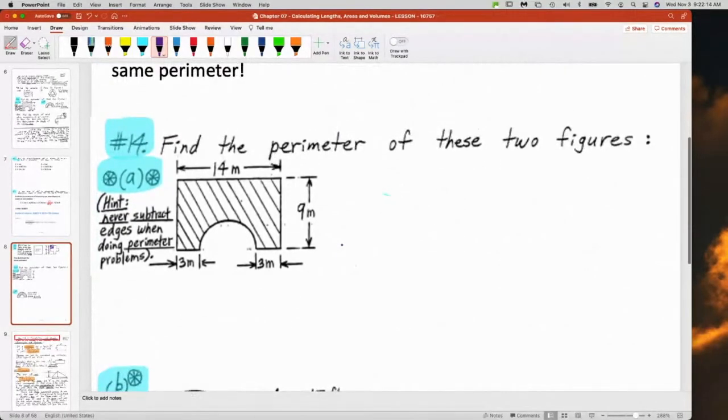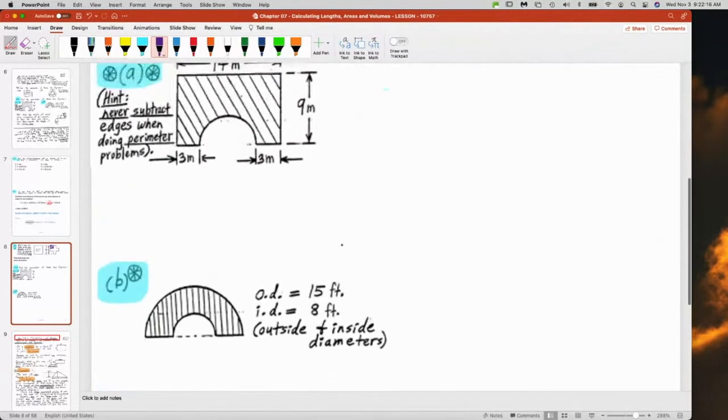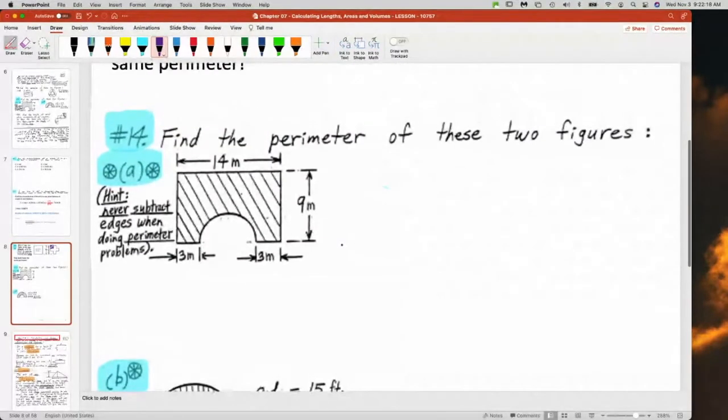So find the perimeter of the two figures. So there's two figures here. I'm just working on this one for now. So let's just scroll up there. So there's a hint here from the author, which I'm not really going to discuss too much. I just want to go through it with you in a systematic way.